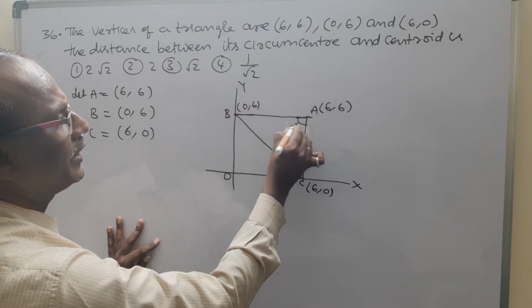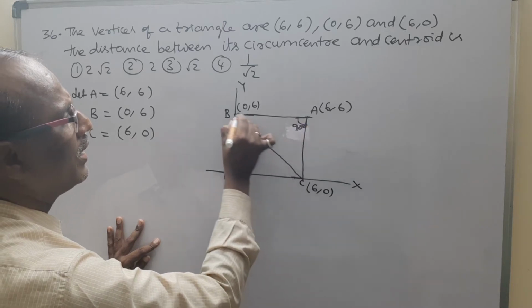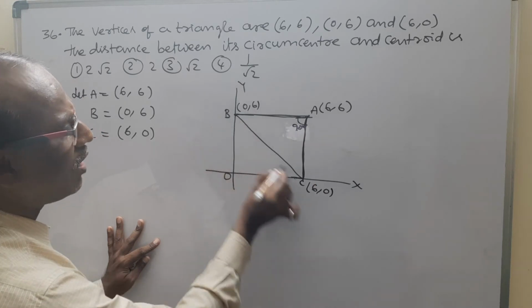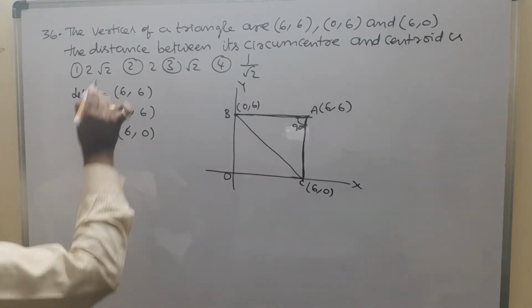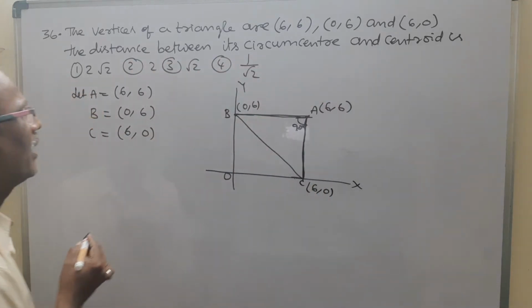Here this is a 90 degree. Angle A is 90 degree. Here BC is the hypotenuse. We have to find the distance between circumcenter and centroid.